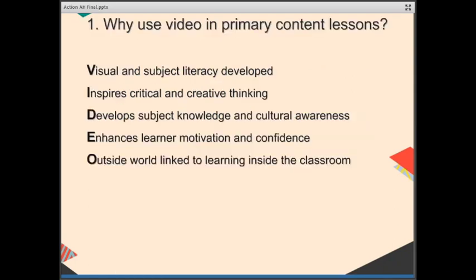I thought I'd make these ideas more memorable by writing them as an acrostic. V-I-D-E-O. V. Visual and subject literacy is developed through video. I. Video inspires critical and creative thinking. D. Video develops subject knowledge and cultural awareness. E. Video enhances learner motivation and confidence for them to understand new subject content. O. The outside world is linked to learning inside the classroom.